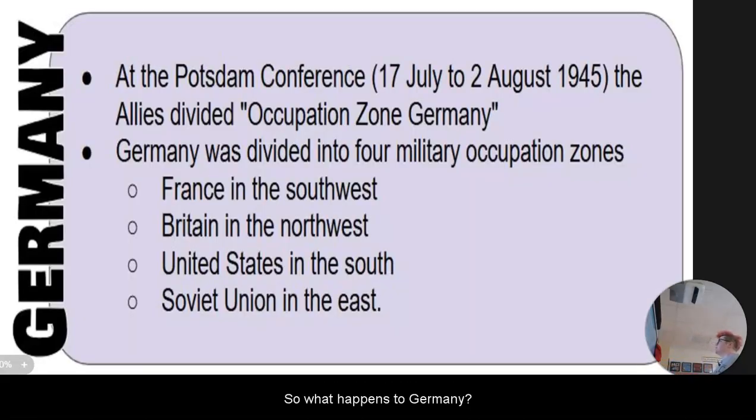So what happens to Germany? After the Potsdam Conference, the Allies divided the occupation zone of Germany. So it's divided into four military occupation zones: France in the southwest, Britain in the northwest, United States in the south, the Soviet Union in the east.